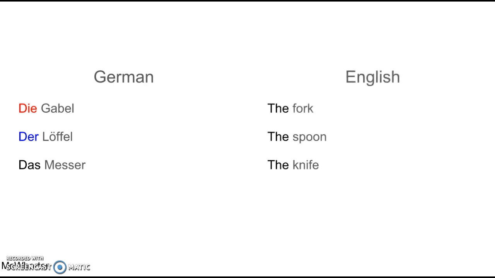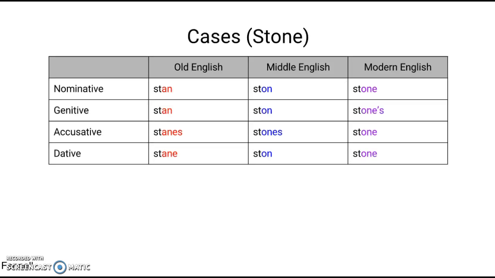In German, for instance, forks, spoons, and knives all have a different article, die, der, and das. In English, meanwhile, all have the same article, the. Genders are found in all Indo-European languages except for English.